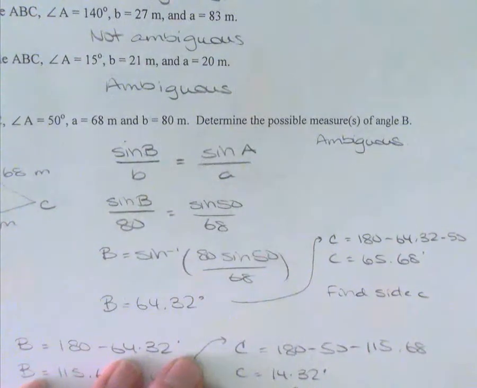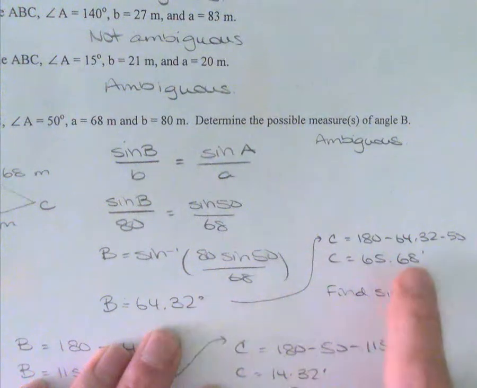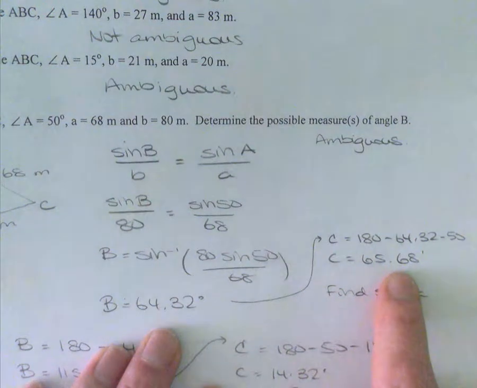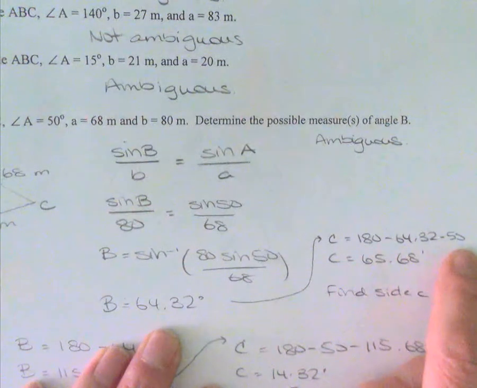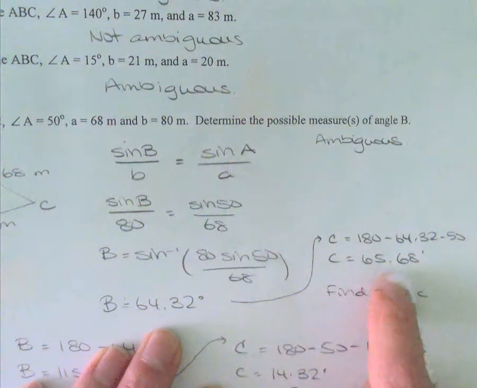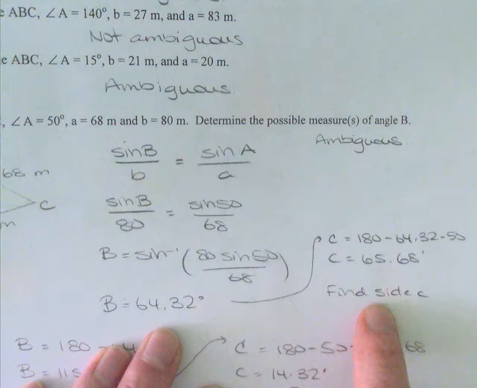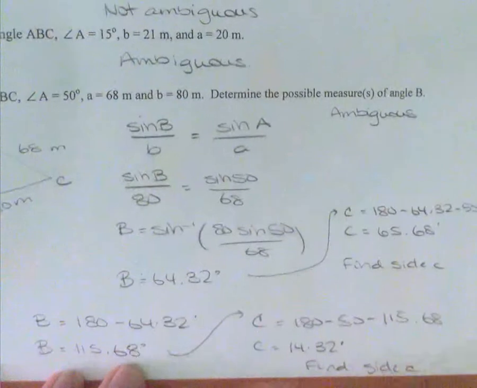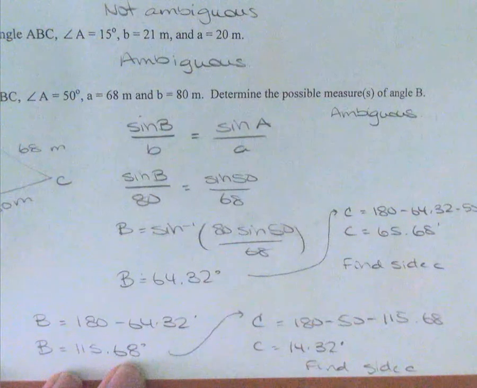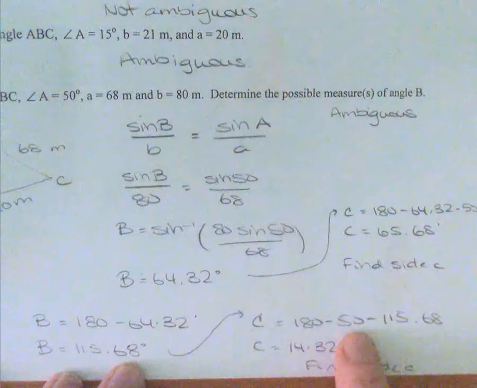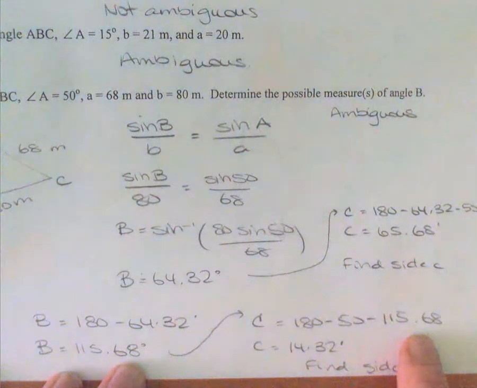If they want me to keep solving, well, if I solve this triangle, I can find the measurement of angle C. So I do 180 minus B minus the A they gave me. I would find angle C, and then I could continue on to find side C. And then I would have to do that all over again with the other measurement of angle B because now there are two triangles. So I can do 180 minus the angle A minus the other angle B, which means angle C in the second triangle would be 14.32, and then I could keep finding side C. They haven't actually asked me to do that, but I could do that if need be.